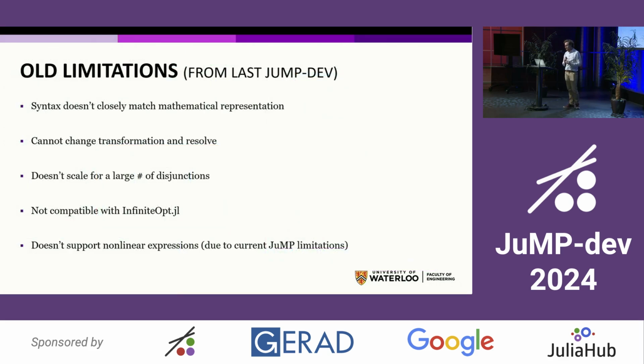So some of the limitations: not necessarily the most intuitive syntax that closely matches the math. We didn't have the ability to transform the model, which we'll talk about in a bit, and then change the transformation and resolve it. It also didn't really scale that well. If you had more than a handful of disjunctions, the build time would quickly get out of control. It also wasn't compatible with InfiniteOpt, which is kind of my thing. And it didn't support nonlinear expressions. So a number of limitations. So I went to Carnegie Mellon. I mentioned, hey, I'm kind of a JuMP guy.